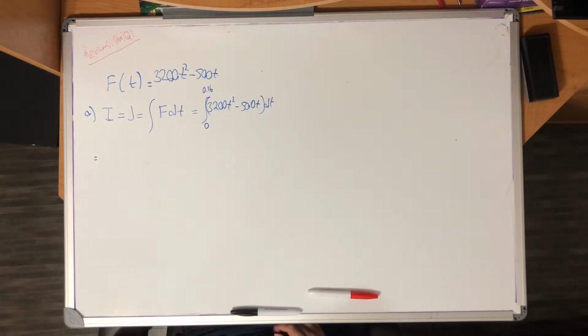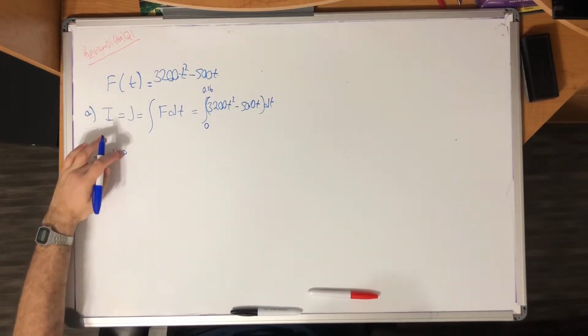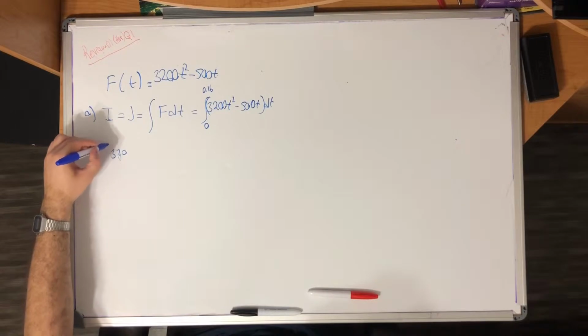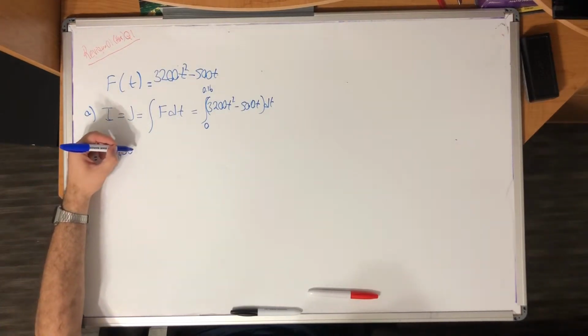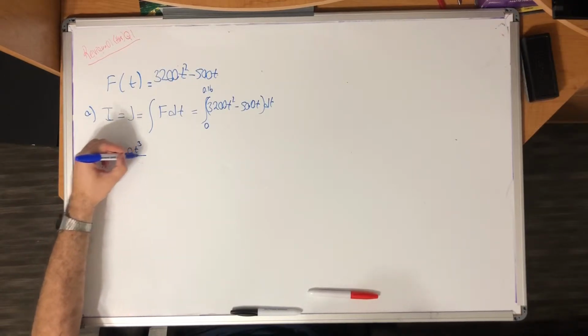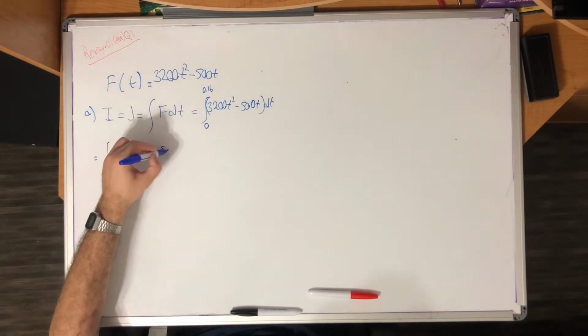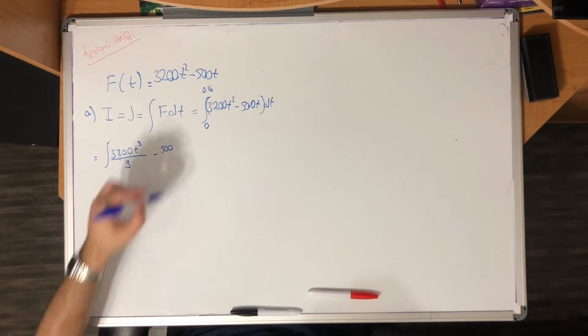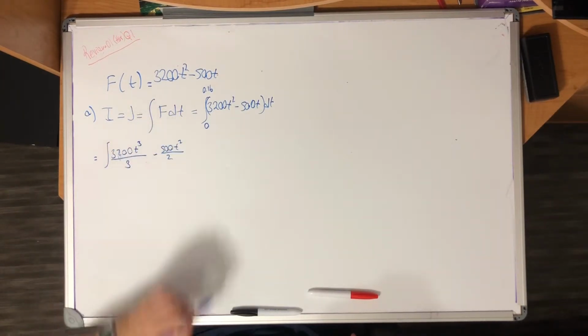So 3,200 is just a constant, so you have t squared. What will be the integral of t squared with respect to t? It is going to be basically, remember, increasing the power by 1 and dividing by the new power. So t cubed divided by 3. And do the same thing for the other part. Negative 500, increase the power. The power is an invisible 1, so it's going to be 2, divided by 2.